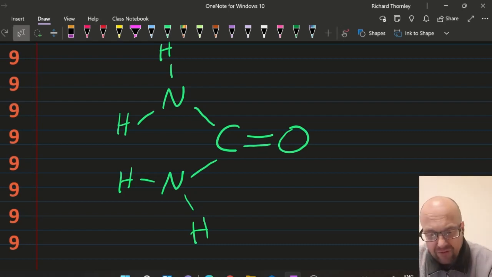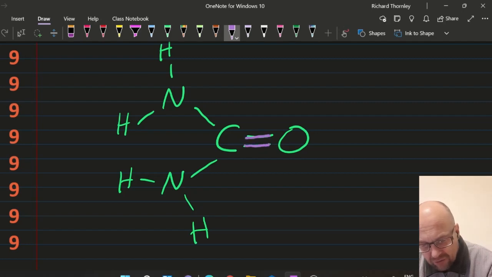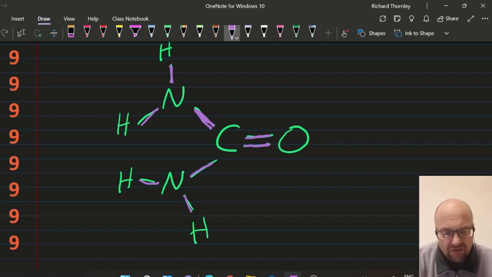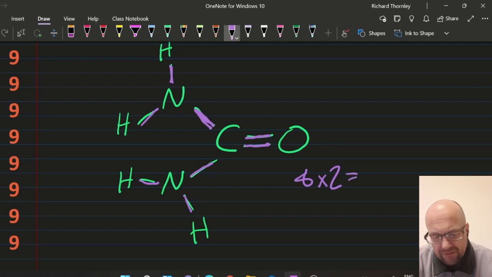How many bonding electrons? Well, the bonding electrons are in the bonds, aren't they? I see 1, 2, 3, 4, 5, 6, 7, I see 8 bonding electron pairs, and each pair has 2. So isn't that 16? 8 bonds times 2 electrons per bond is 16. So that's going to be B, 9B.